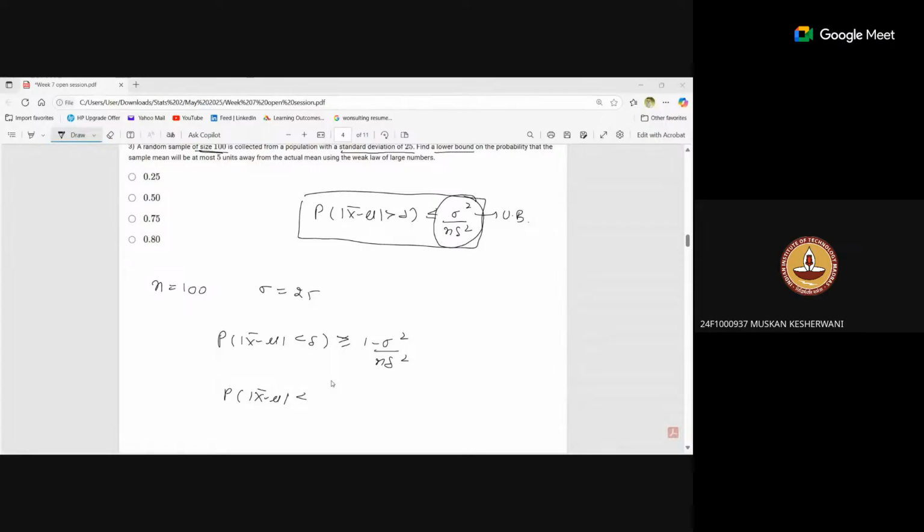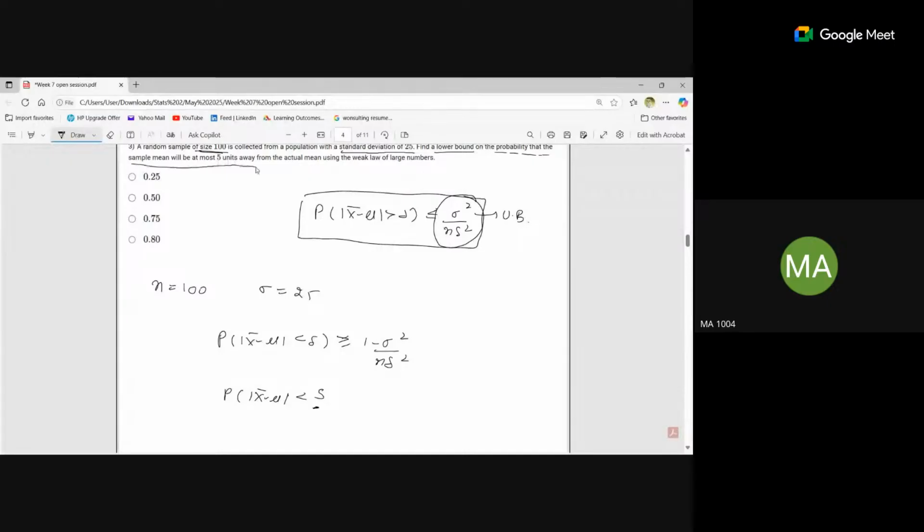1 minus 25 square upon 100 into... What is the value of delta? Delta would be 5. How? Because we are finding the lower bound on the probability that the sample mean will be at most 5 units away from the actual mean. That means my difference x bar minus mu should be less than or equal to 5. So my delta is equal to what?